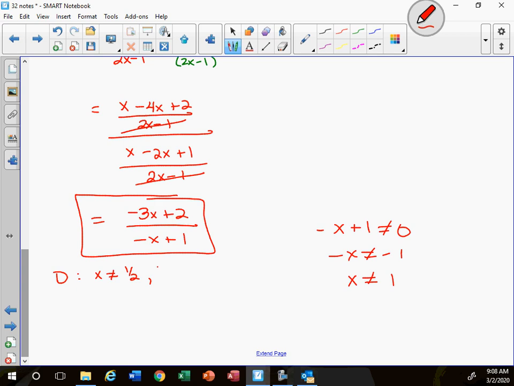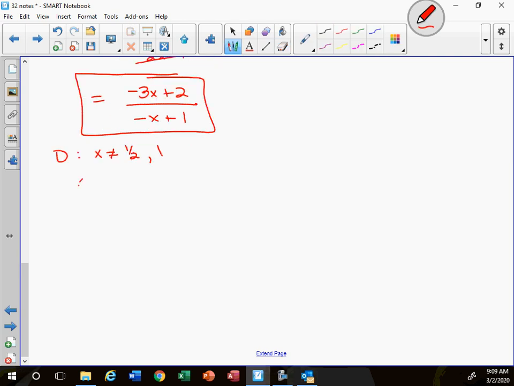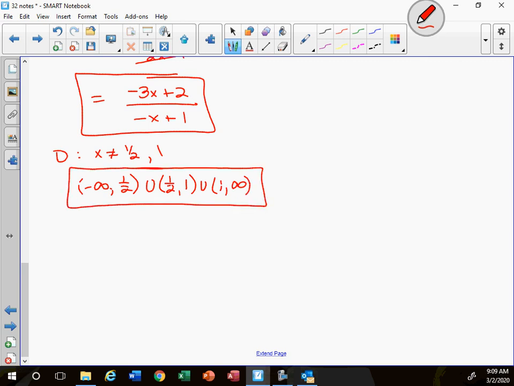Positive 1, right? Okay. So, how do I write my answer? Negative infinity to... you just have to know the order of 1/2 and 1, right? 1/2, good. Union. 1/2 to 1, don't forget that middle part, union. 1 to infinity, okay. So does that make sense how the original function matters in writing your final domain? It's always the inside one that changes it.